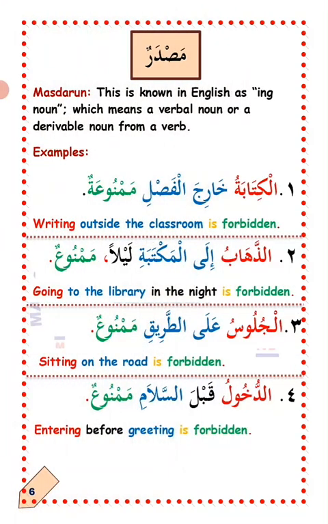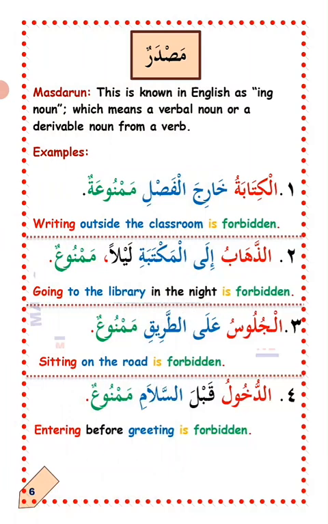MashaAllah. Now I'm talking about masdar. A masdar means verb noun. The equivalent of masdar in English is ing noun, a noun ending in ing. It is not a pure noun because it has a sign of it being related to a verb in it.